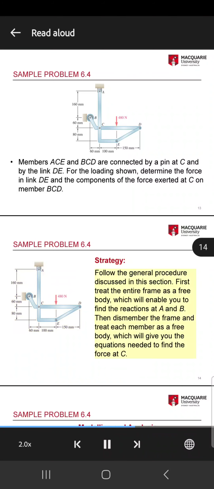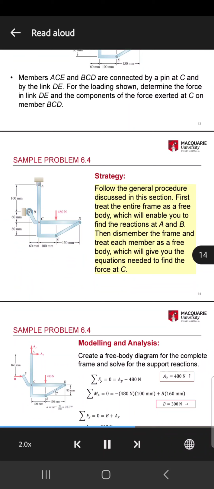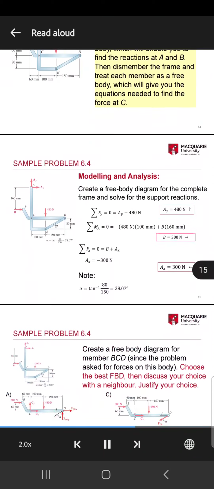Strategy: follow the general procedure discussed in this section. First, treat the entire frame as a free body, which will enable you to find the reactions at A and B. Then dismember the frame and treat each member as a free body, which will give you the equations needed to find the force at C.